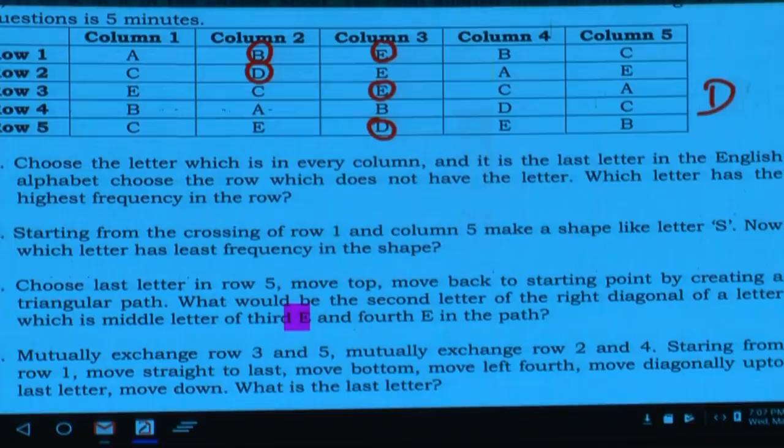Question number 5. Choose the column in which D is the last letter. D is the last letter in the third column. Start from the middle letter, then move to the next side. Then move to the top one, and the next one on the left-hand side. Then bottom. Hence D is the last letter. And this is about question number 5.